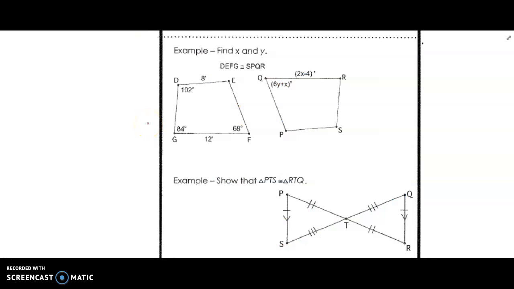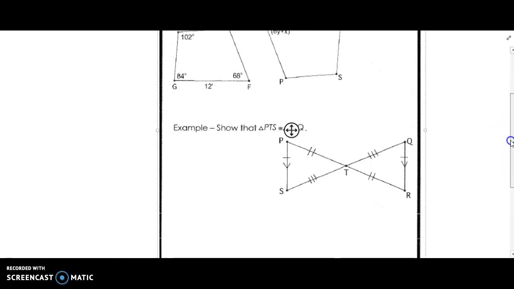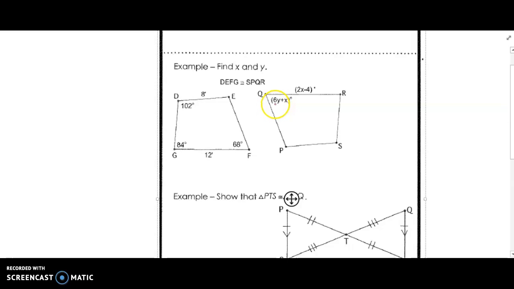All right, so let's look at this last page, which is the examples page. It has examples on the bottom. All right, so if I look up here, I want to find X and Y. So notice there's a Y and an X here, but only an X here. Okay, so I'm going to look at this first. So that 2x minus 4 is talking about this QR segment here.